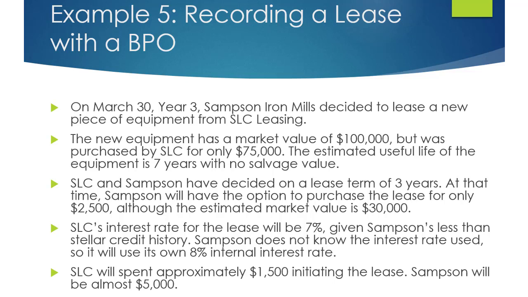Sampson Iron Mills decided to lease a piece of equipment from SLC Leasing on March 30th of year 3, so a couple months into the year. The equipment has a market value of $100,000 and was purchased by SLC for only $75,000, so now their market value and historical costs don't match up, which means it's going to change some of our calculations with the initial direct costs for SLC. The estimated useful life of the equipment is 7 years, and there'll be no salvage value at the end of that time.